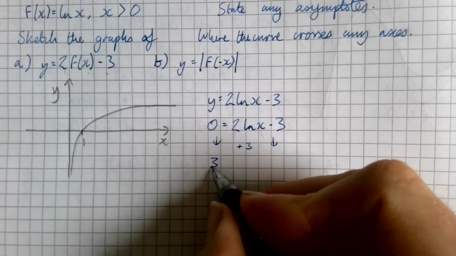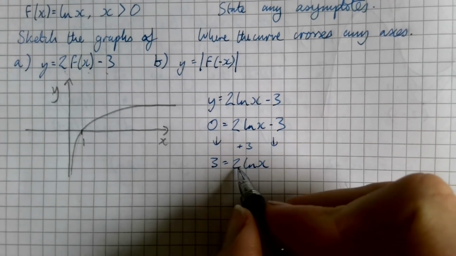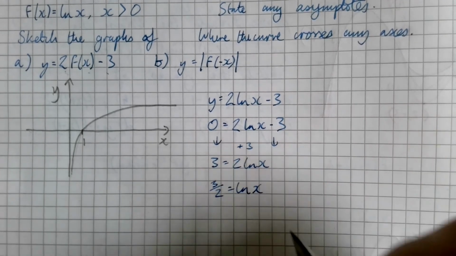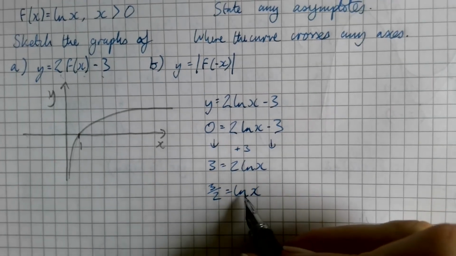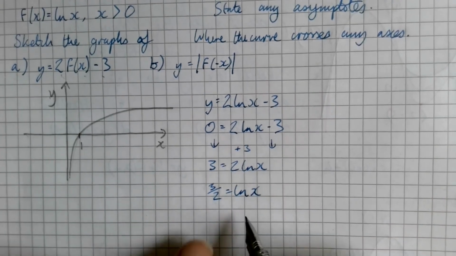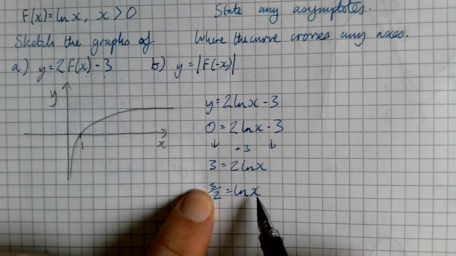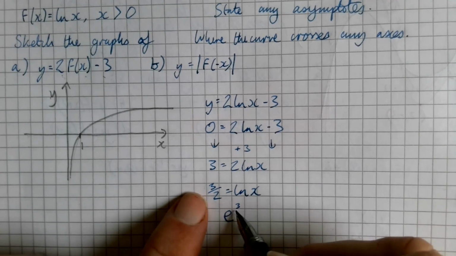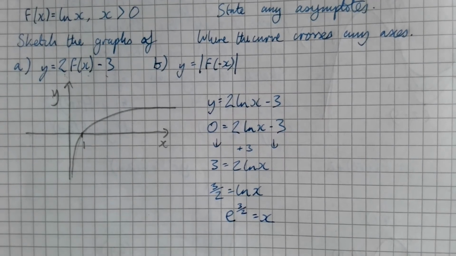Add 3 to both sides, gives you 3 is equal to 2 ln of x. We can then divide by the 2 and we get 3 over 2 equals ln of x. And at this point, this is when you start thinking about what do logs mean. And this is your natural logarithm, isn't it? So we are saying that the power is that, our answer is that. So we are saying that e to the power of 3 over 2 is going to be equal to x.